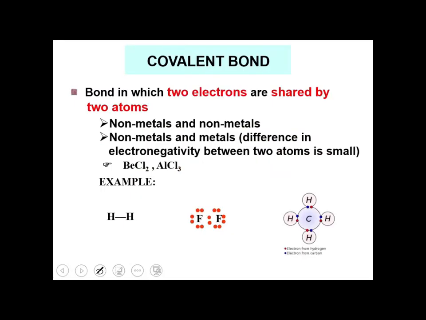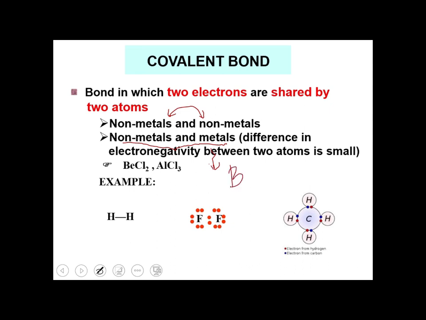So the next one is covalent bond. Covalent bond is a bond where 2 electrons are shared by 2 atoms. And the 2 atoms are usually non-metal bonded with another non-metal. But sometimes non-metal also bonds with metal, but this is not ionic. It is still covalent. How?